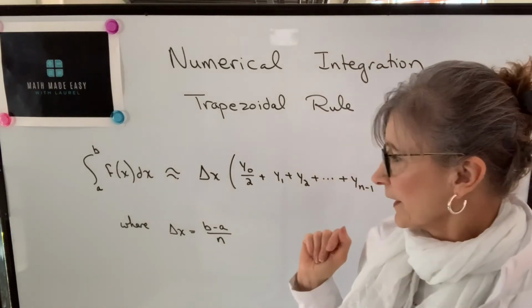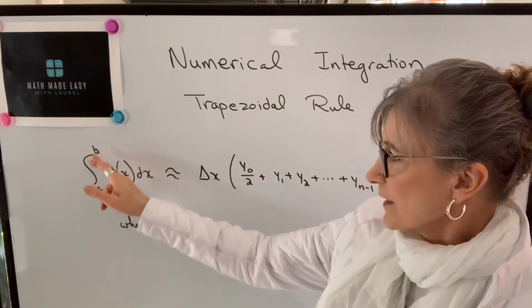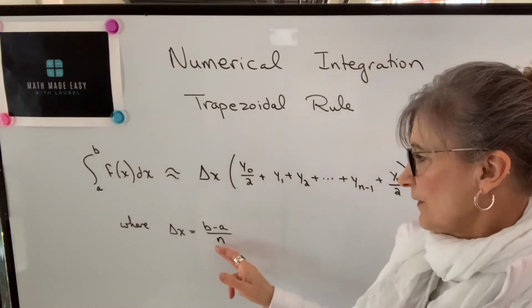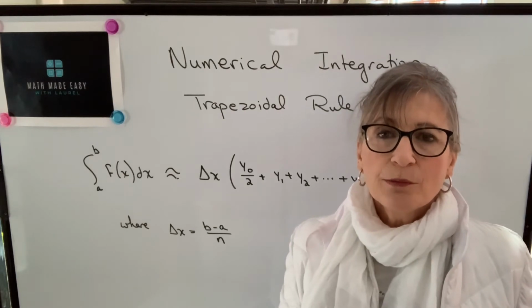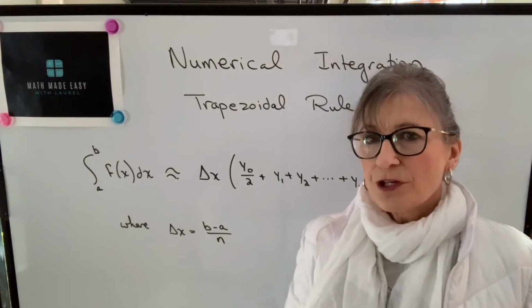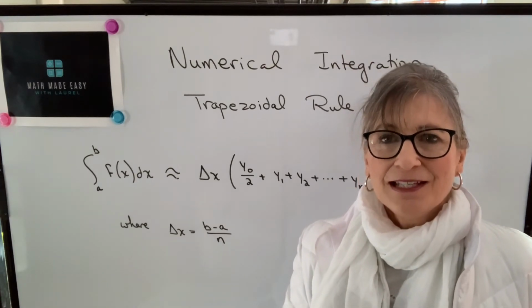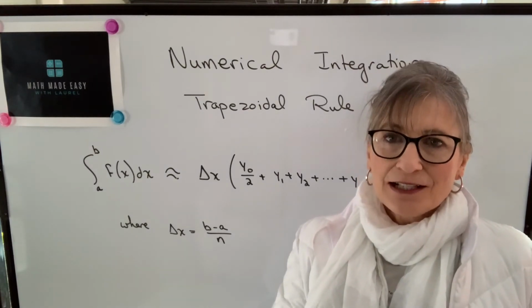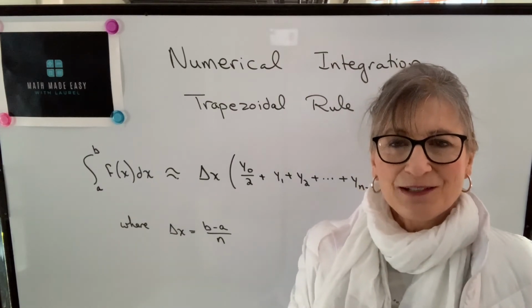And we calculate delta x by subtracting b minus a and dividing by the number of divisions. So in your questions, you will be told the number of divisions, and the greater the number of divisions, the more accurate your approximation. Let's take a look at how we actually use this. It's not as complicated as it might seem.